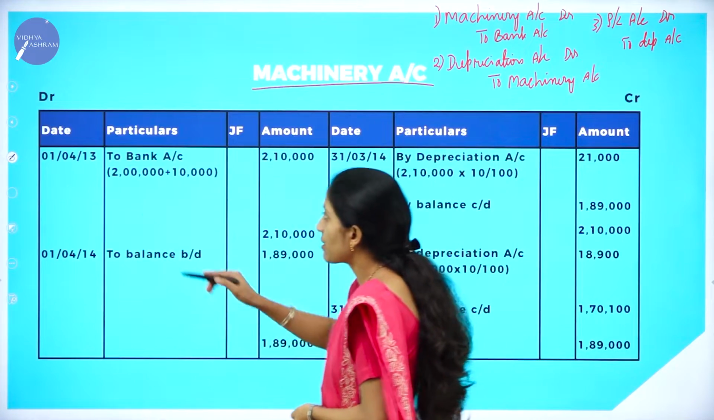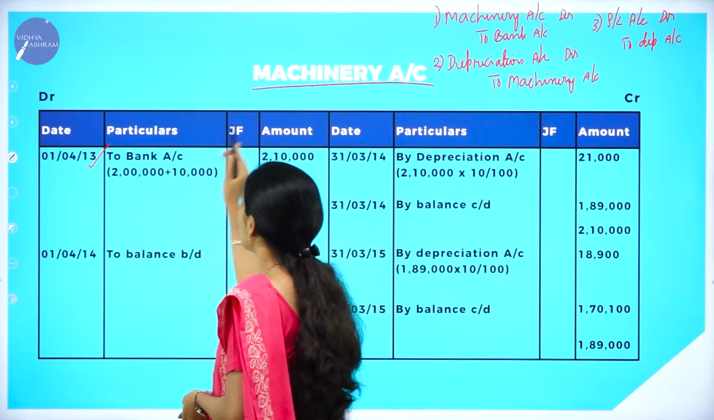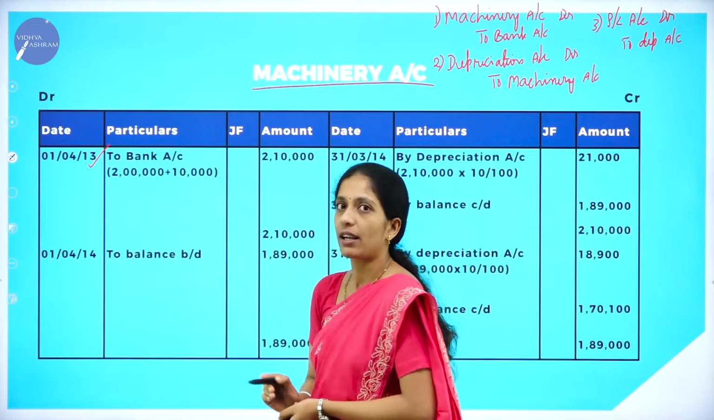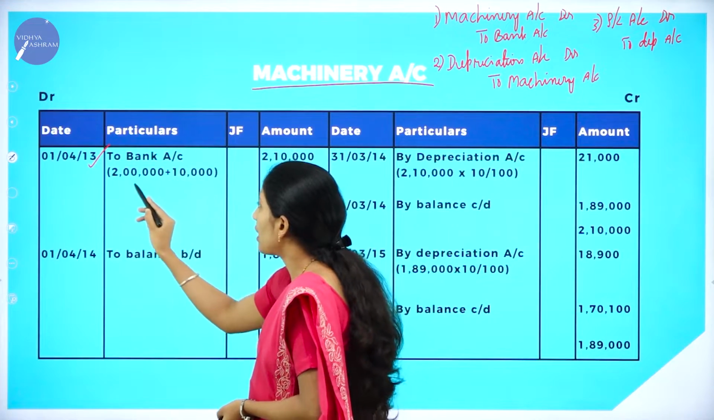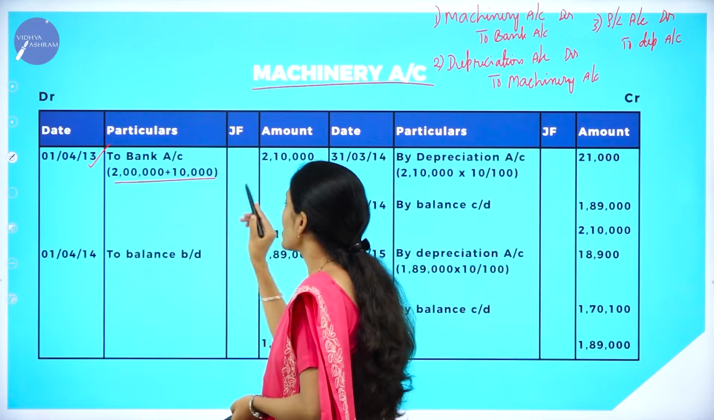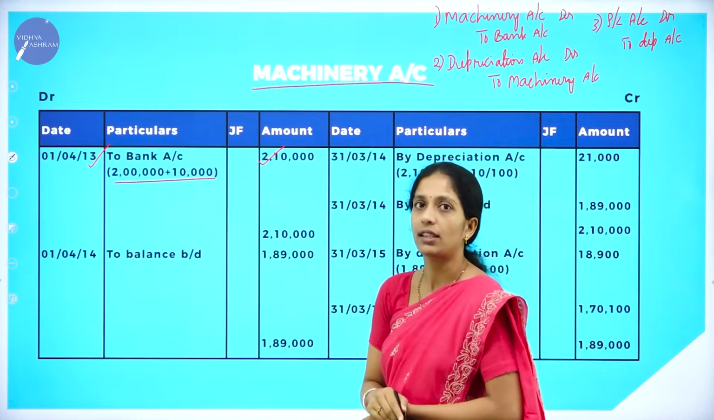13. So what is the entry? 1/4/2013, Machinery account debit to bank account. So right here, to bank account. What is the original cost? 2 lakh plus 10,000. That is 2 lakh 10,000.